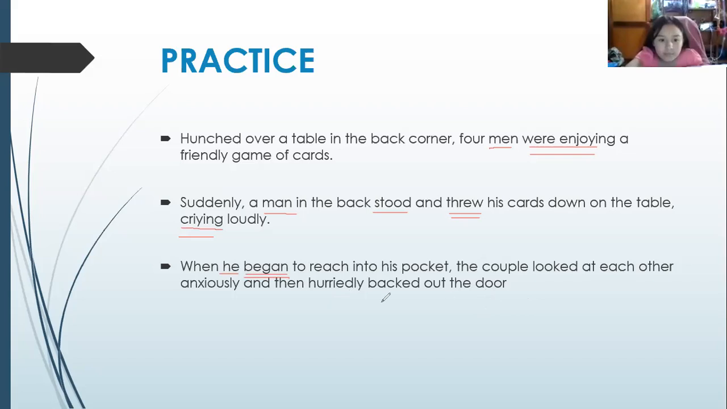Hurriedly. Hurriedly, it's an adverb. Looked, okay, but is that a subject or a verb? There is a verb. Yes, that is a verb. Underline twice. Good. And the couple, what is this? It's the subject. Pareja. Okay, it's a subject, correct. So that is the subject, underline once.